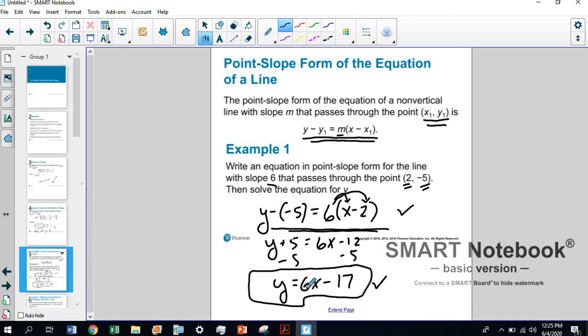But because solving for y is a skill you should already have, we're going to go ahead and do it, because typically you can get more information, or better information, off of the slope-intercept form than the point slope form. Okay, so here's a second example.